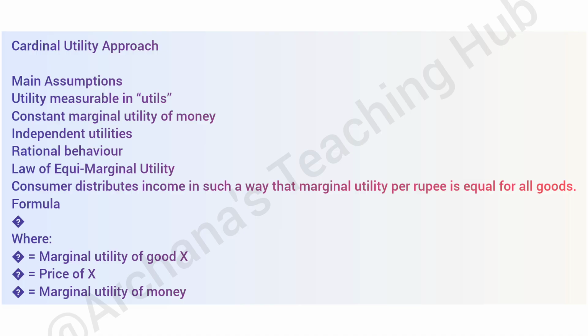Law of equimarginal utility. Consumer distributes income in such a way that marginal utility per rupee is equal for all goods. Formula: MUX divided by PX is equal to MUY divided by PY, which equals the marginal utility of money. MUX means marginal utility of good X. PX means price of X. Sigma, the marginal utility of money.